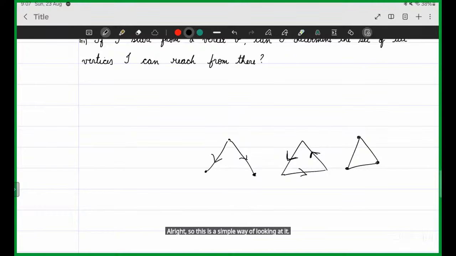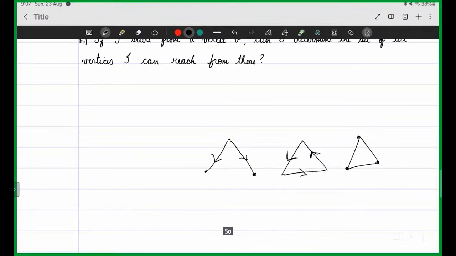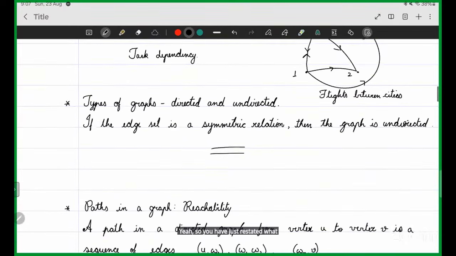And if you want the interpretation of the graph, then an undirected graph would be an interpretation of a phenomenon which is in some way symmetric. So can we say that if all the pairs are symmetric in the given set, if the relation itself is symmetric, then E is equal to V cross V, undirected? You have just restated what I've written over here.